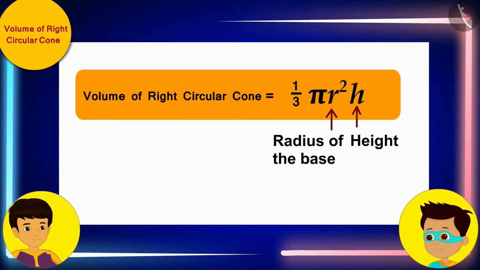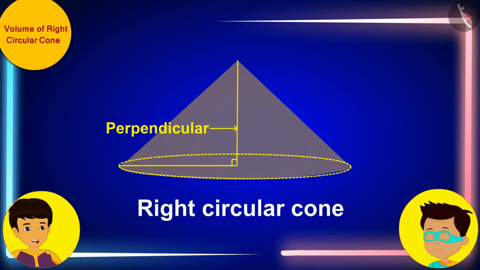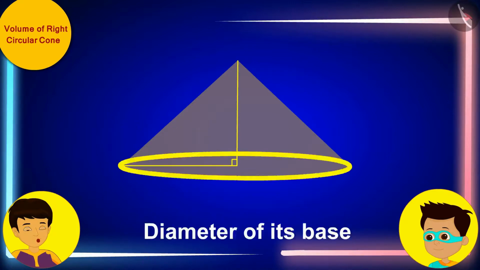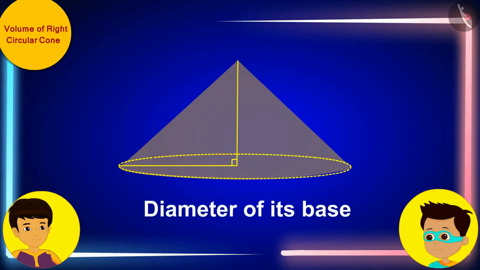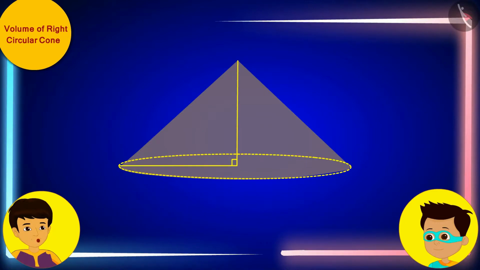But Thomas, this is a difficult one. We can see that the height of this sand pile is perpendicular to its base, so it is a right circular cone. And we can also find the radius of its base by measuring the diameter of its base. But we cannot measure its height. So, how can we find its volume?